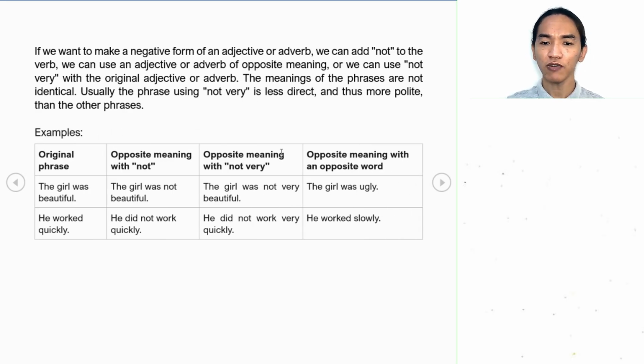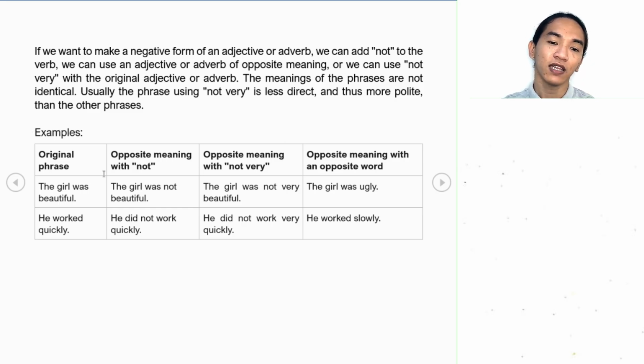Now, you might be asking, okay, if we want to make a negative form of an adjective or adverb, we can add not to the verb, okay, to the verb. We can use an adjective or adverb of opposite meaning, or we can use not very with the original adjective or adverb. So the meanings of the phrases are not identical. The phrase using not very is less direct and thus more polite than the other phrases.